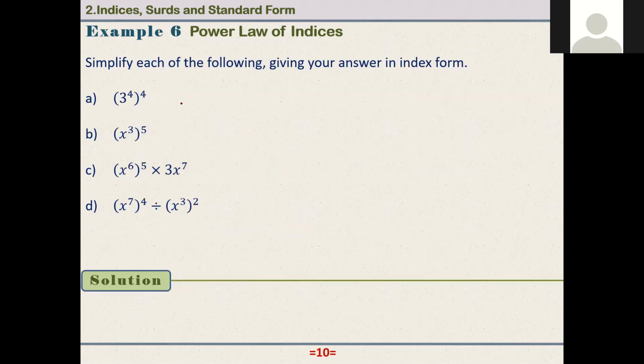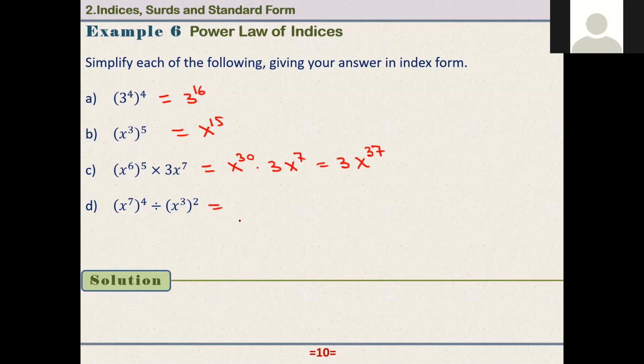Some more examples. Let's do this quickly. Here we have 3 to the power 4 times 4, that is 16. x to the power 3 times 5, that's equal to 15. First, we have to simplify this. Remove the brackets. x to the power 6 times 5, 30, times 3x to the power 7. So here we have 1 times 3, that's equal to 3. x to the power 30 times x to the power 7. So we need to add their exponents. That's equal to 37.